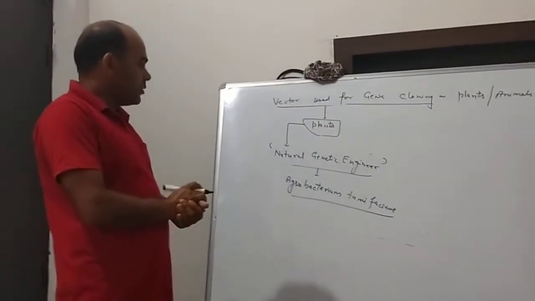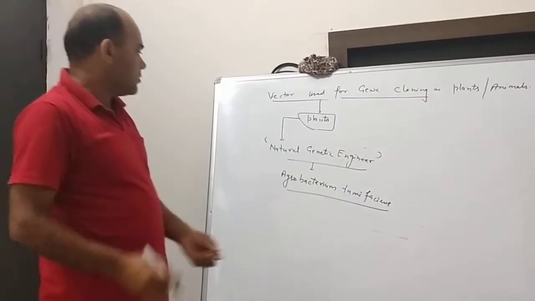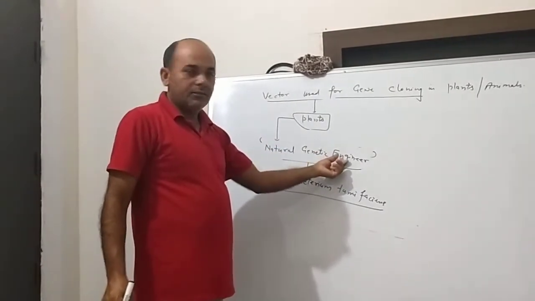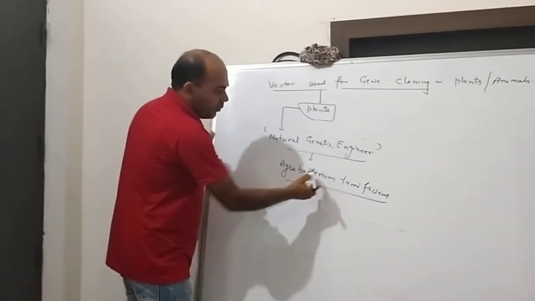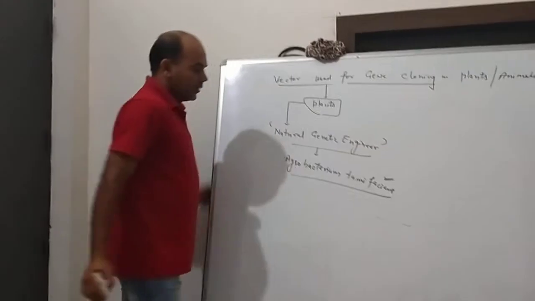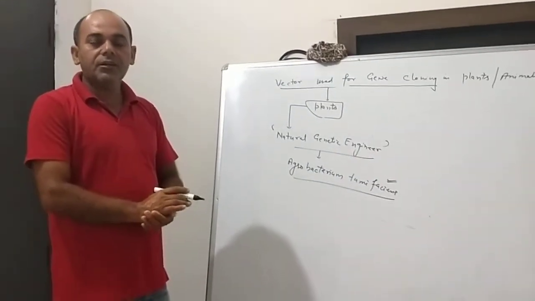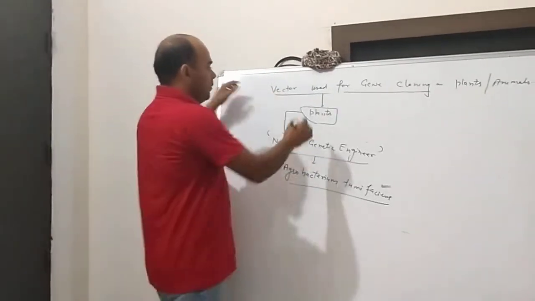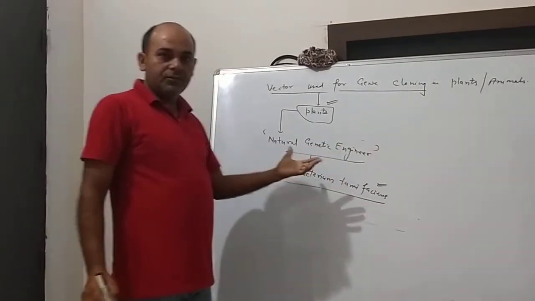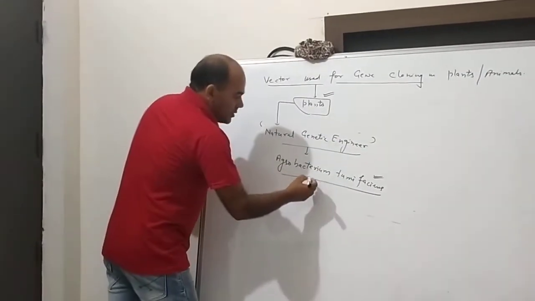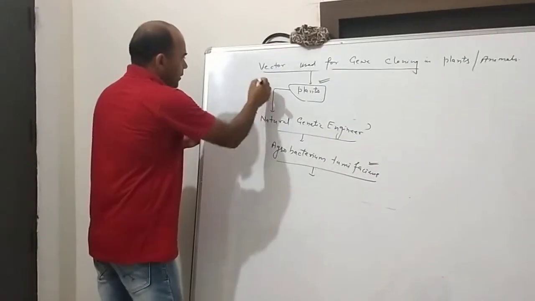What does the question say? Which plant vector is known as a natural genetic engineer? The answer to this question is Agrobacterium tumefaciens. It is a natural bacterium which is found in soil, which can work as a vector in plants. That's why it is called a natural genetic engineer. What will the scientists take? They will take it, as it can work as a vector.